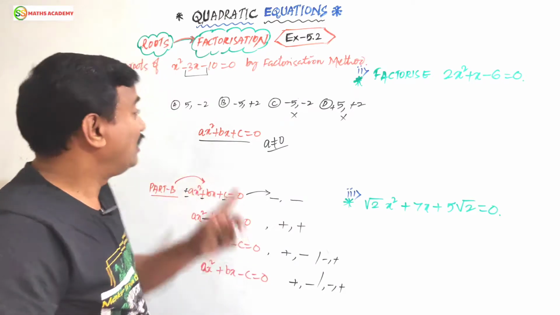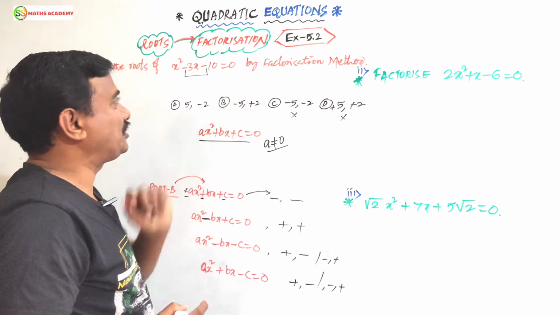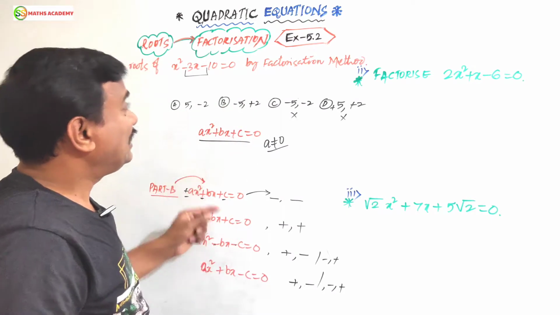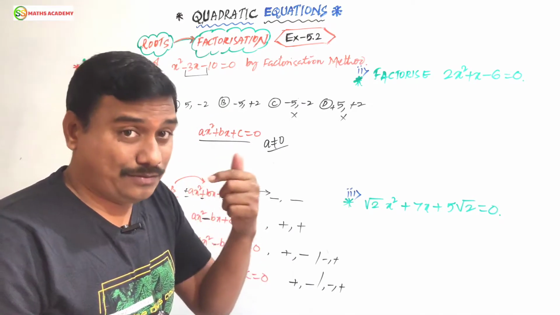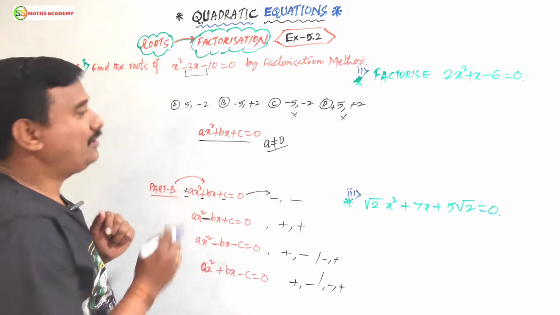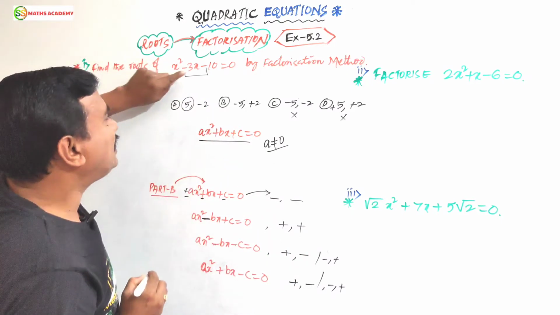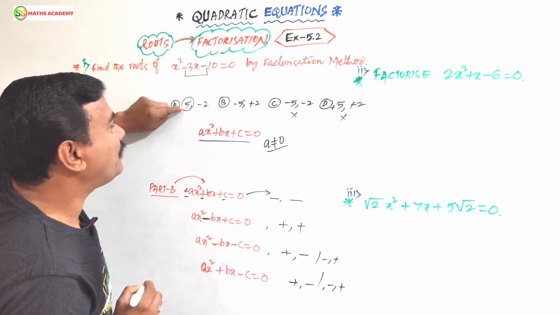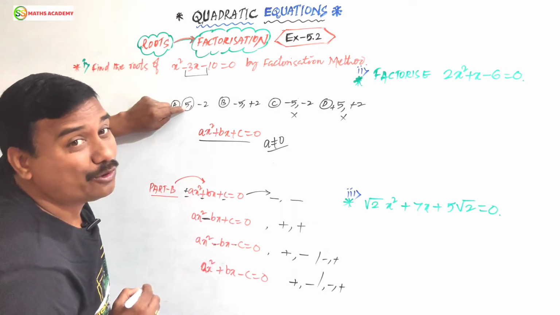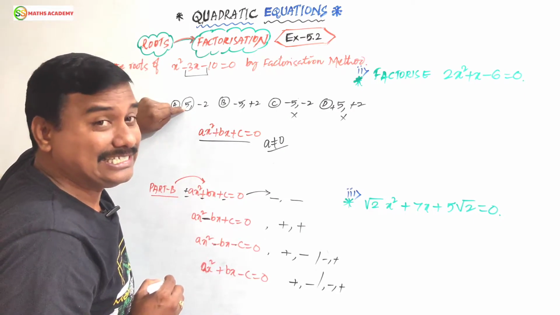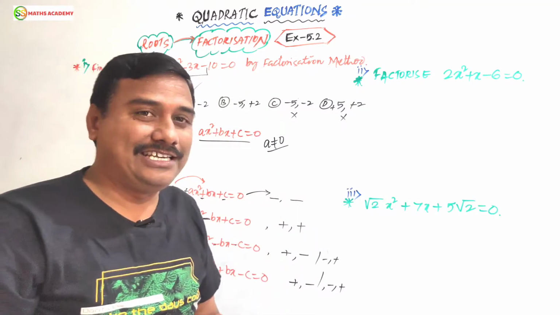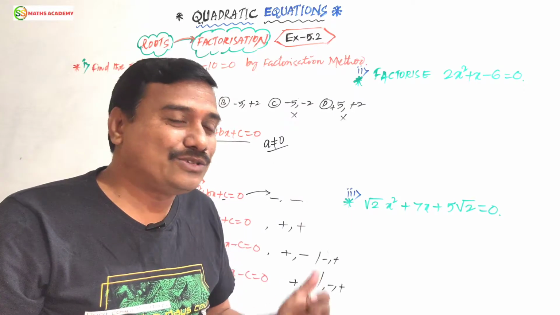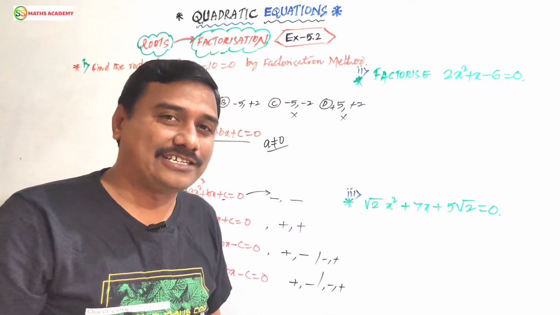Here 2 options are there: positive, negative and negative, positive. Right? In this, the bigger number gets the positive side. Where is the bigger number? Because the middle number is negative, the bigger number will be positive. This is also one important point to notice. Then your answer is 5 comma minus 2. See how many seconds it takes to solve this.